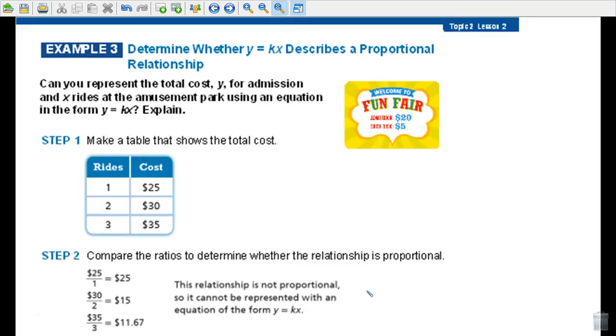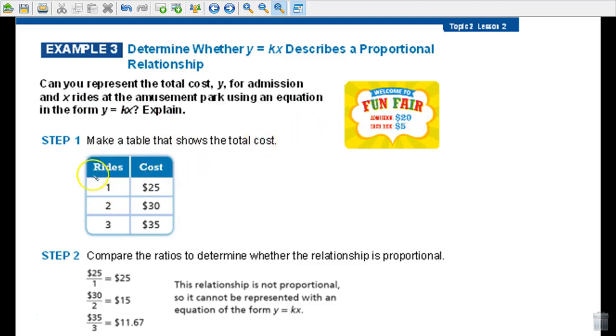Example 3. This is probably the easiest one. Example 3, determine whether y equals kx describes a proportional relationship. Can you represent the total cost y for admission and x rides at the amusement park using an equation in the form y equals kx? Explain. Make a table that shows the total cost.